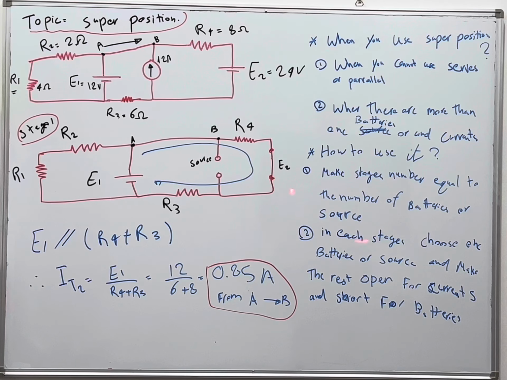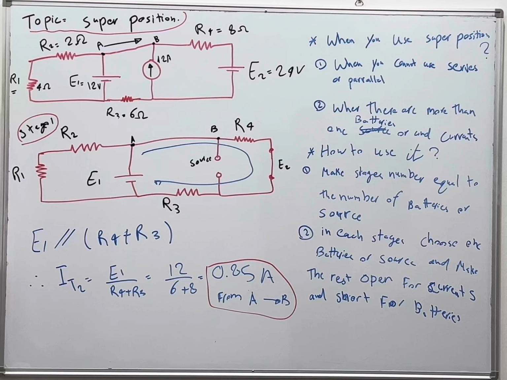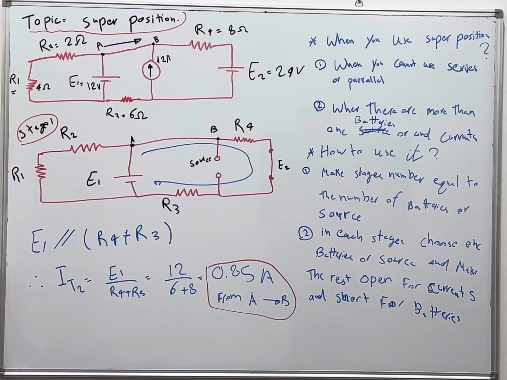Okay, how to use it? First, we have to make something called stages. Make the number of stages equal to the number of batteries and sources. So if you have three current sources and one battery, you have 4 stages. Or if you have 5 current sources and 3 batteries, it means you have 8 stages. If you have 1 battery and 1 current source, it means you have 2 stages. If you have 2 batteries, you have 2 stages. If you have 2 current sources, it's 2 stages.